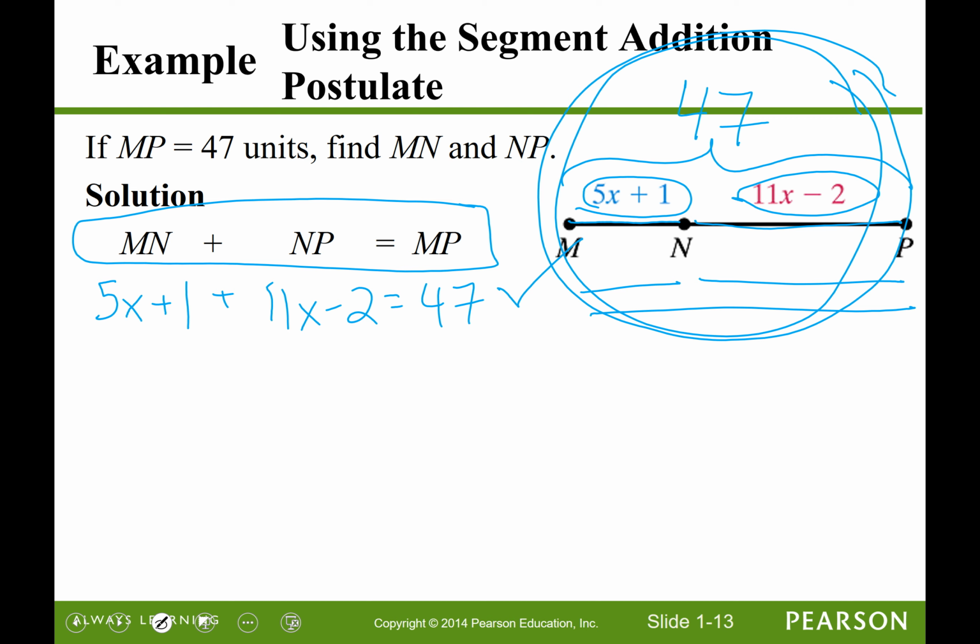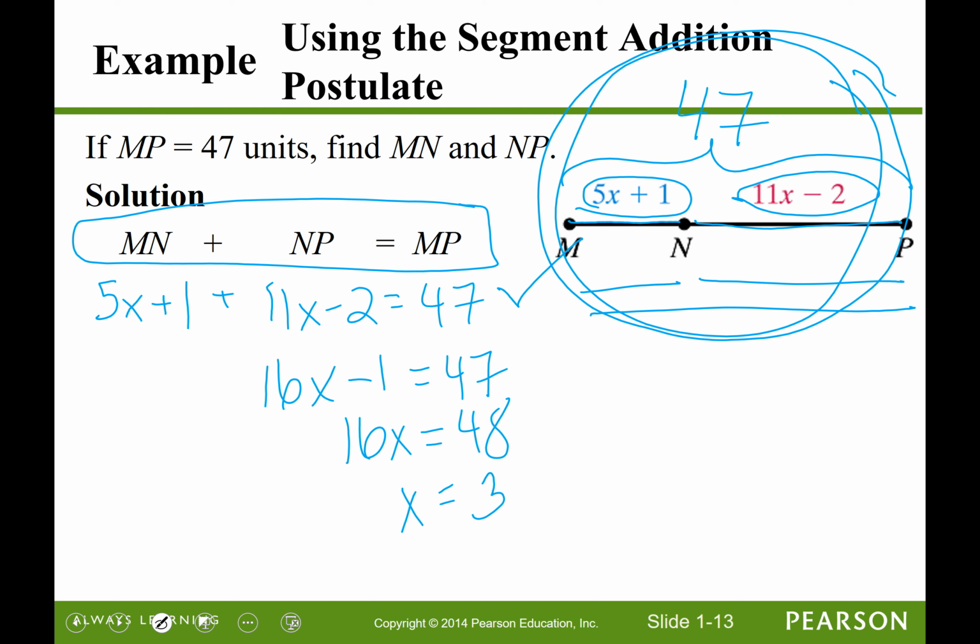So let's do some algebra work here to solve for x. 5x and 11x combine into 16x, plus 1 and minus 2 combine into minus 1, equals 47. Now that was all combining like terms. Now let's use the addition rule of equality to add 1 to both sides. And then we'll use the division rule of equality to divide both sides by 16. We've now isolated our x, and 48 divided by 16 is 3.